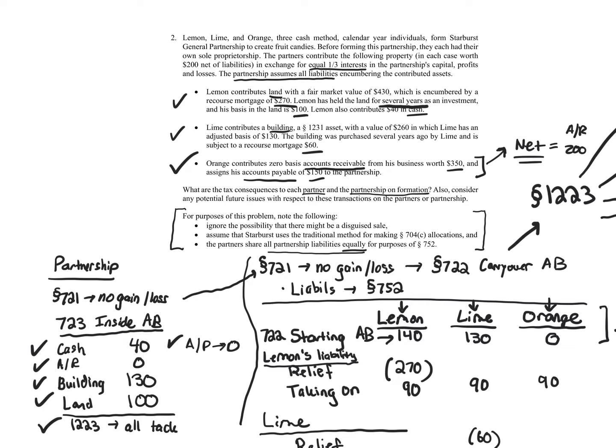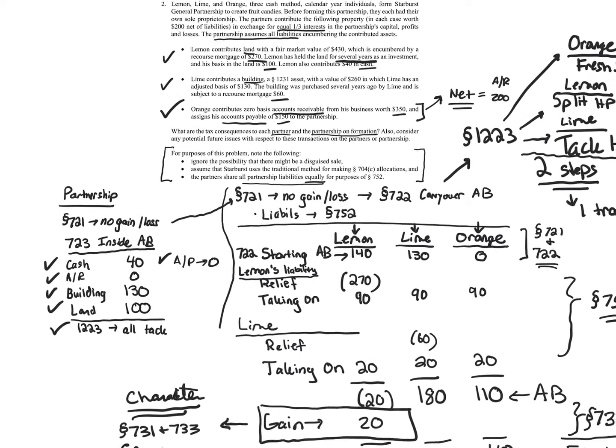Now, we still need to consider the accounts payable in the 752 analysis, which we already did. And again, accounts payable does not go in that, right? We talked about that already.